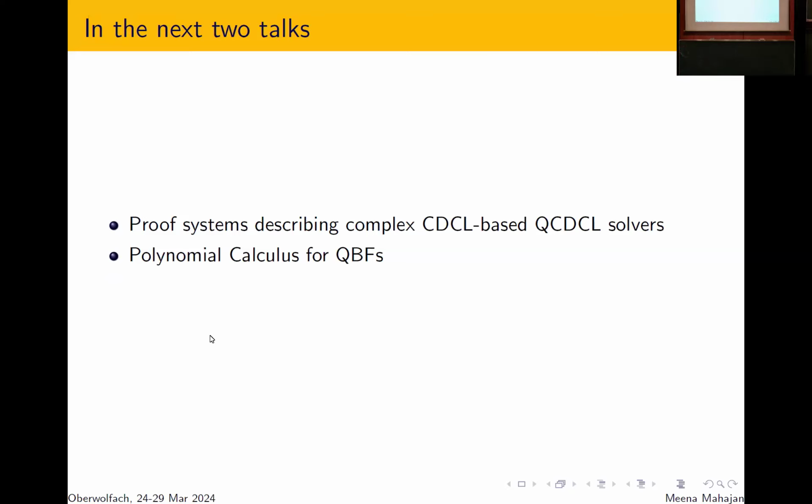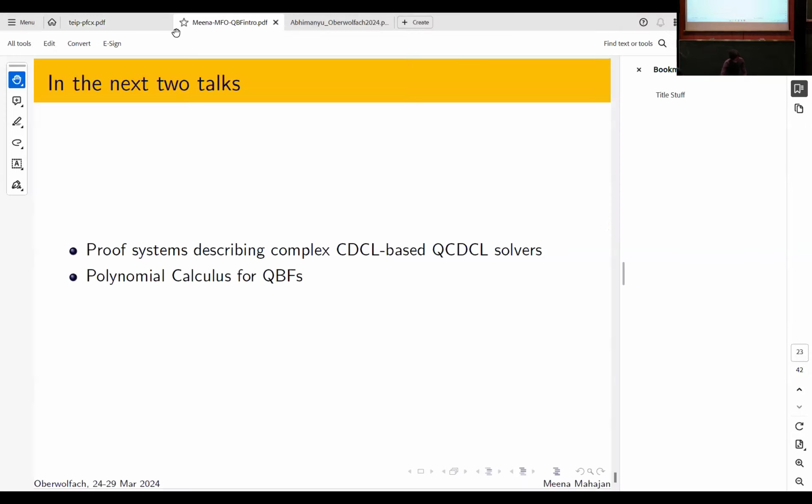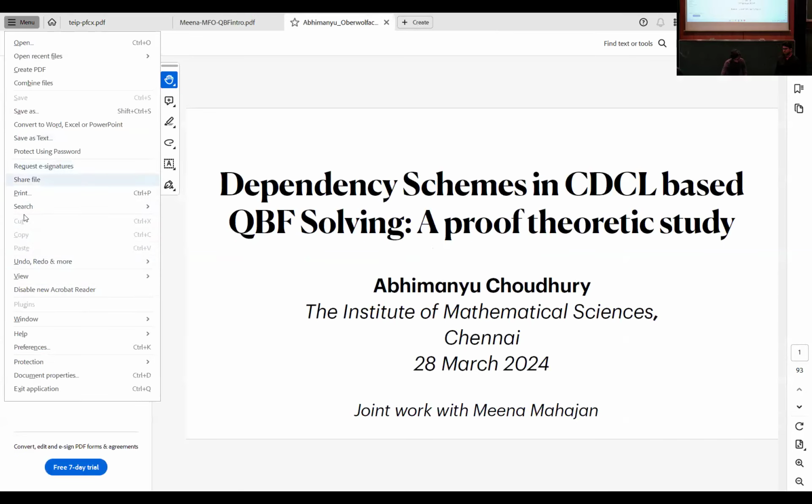Okay, Meena. We can do one quick question while Abhimanyu sets up. Is there a nice example of a hard family of formulas where the quantifier alternation is a parameter? Yes. Where there's a sequence of formulas with more and more quantifier alternations, where the increasing hardness comes from the increasing quantification rather than something else? Increasing quantification, I don't know.